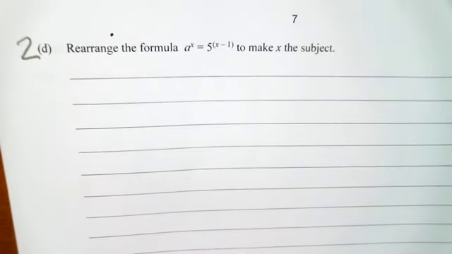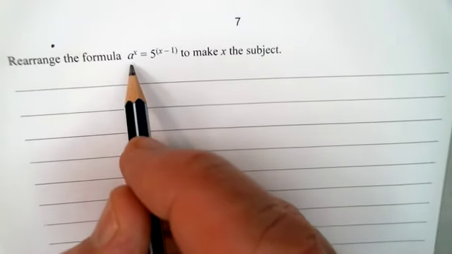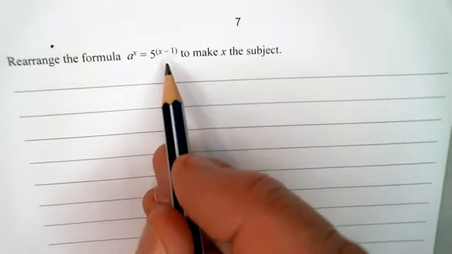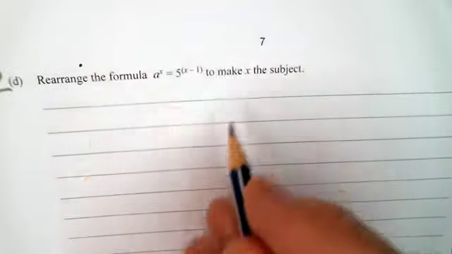Question 2d says rearrange this to make x the subject. So straight away, this is a log type question. We need to undo the x's, undo the a's, and so on, and reveal the x's for what they are. So the first thing I would do is rewrite this and find a log of both sides.